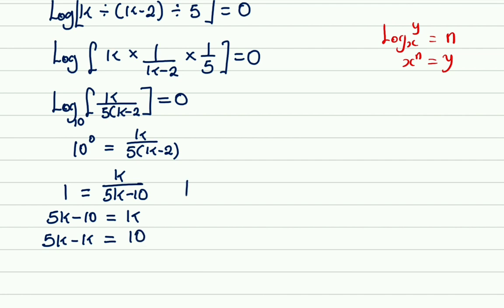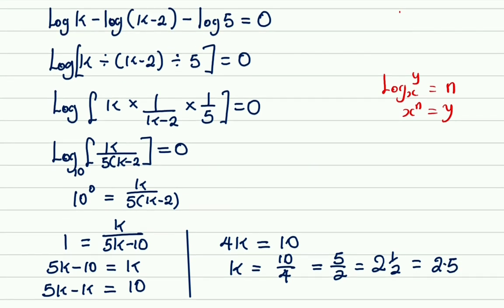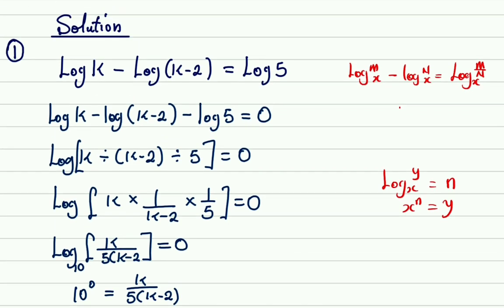Now, having this, I'm going to have 4k is equal to 10. So k is equal to 10 over 4, which is the same thing as 5 over 2, which is the same thing as 2.5. We are done with this. So quickly, we are going to go to the second question.